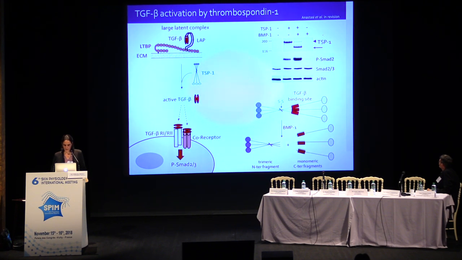So how do we explain this? We identified the TSP1 cleavage site and found it to be located just before the TGF-beta binding site on thrombospondin 1. And what we think is that maybe this cleavage makes the binding site more accessible, because we start with probably a relatively compact trimeric structure, and this cleavage leads to monomeric C-terminal fragments.